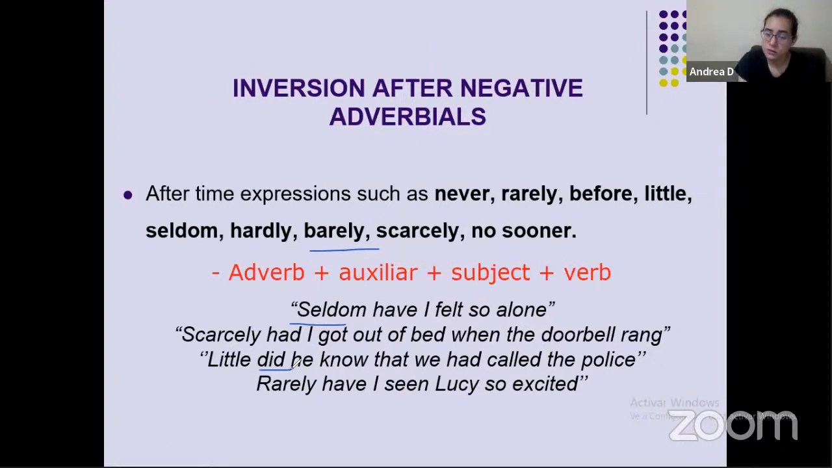Little does she know that we're gonna call the police. In this case, it's had. Because every sentence here is have and the past participle, but no, it could be any, except the third. But okay. Rarely have I seen Lucy so excited.